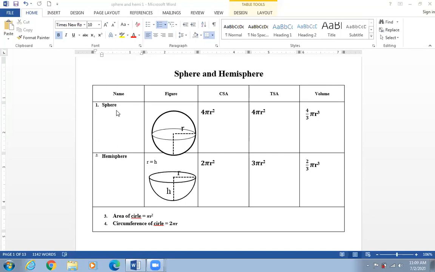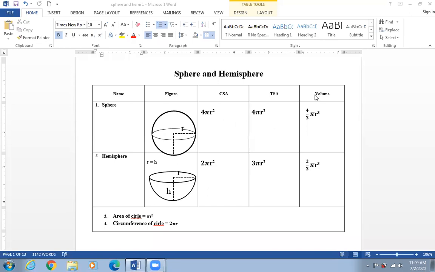So what is the formula of CSA of sphere? CSA of sphere is 4 pi r square. CSA and TSA of sphere are the same. That's why we call it just surface area only. Otherwise we can call it CSA or TSA also, but since they are the same, we call it surface area. So surface area of sphere is 4 pi r square, and the TSA is also the same thing, 4 pi r square.